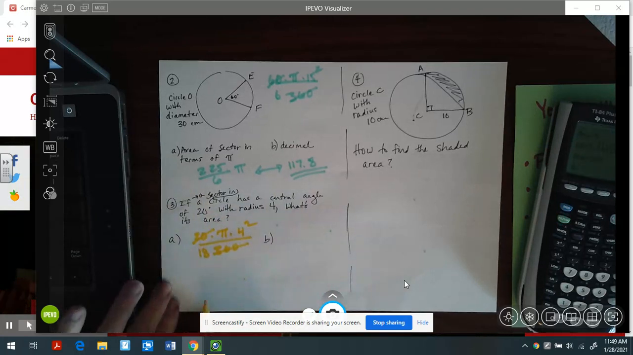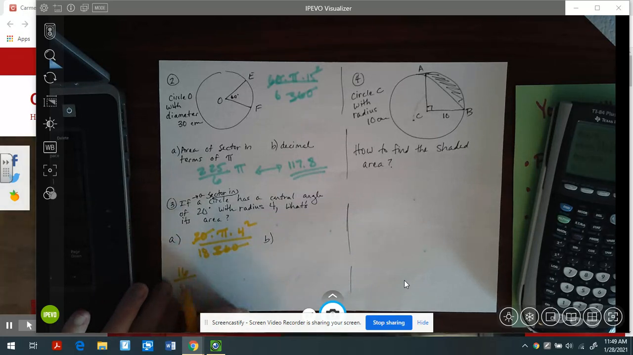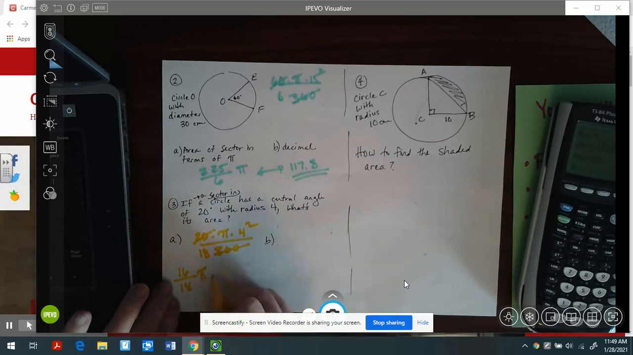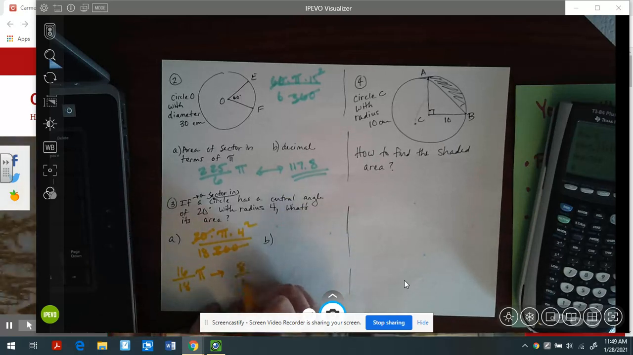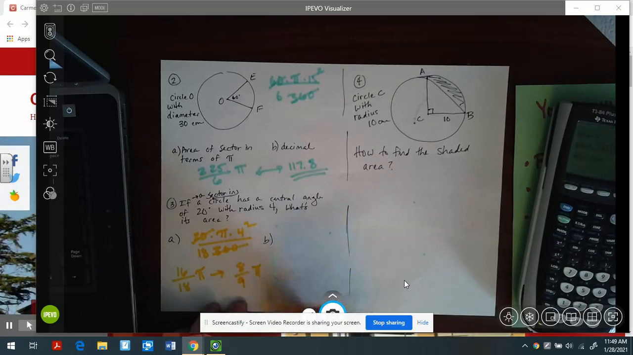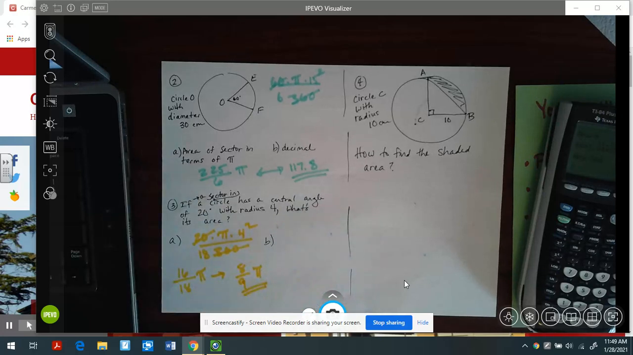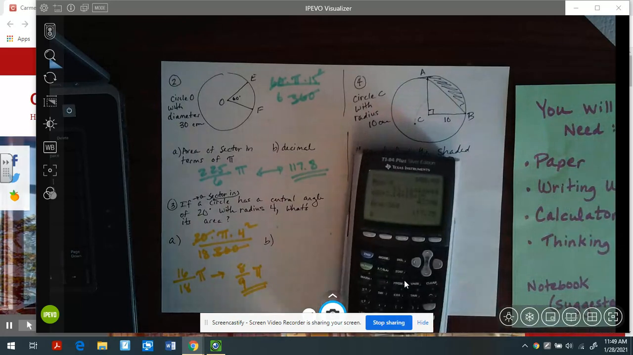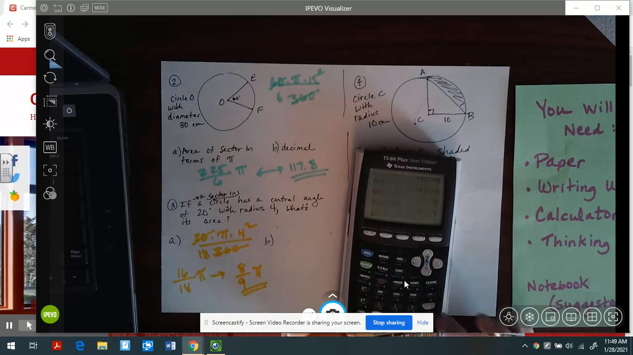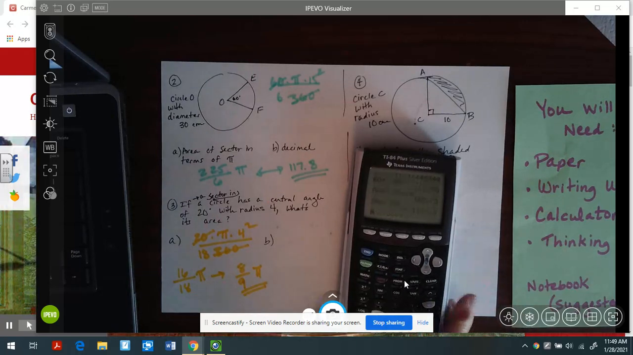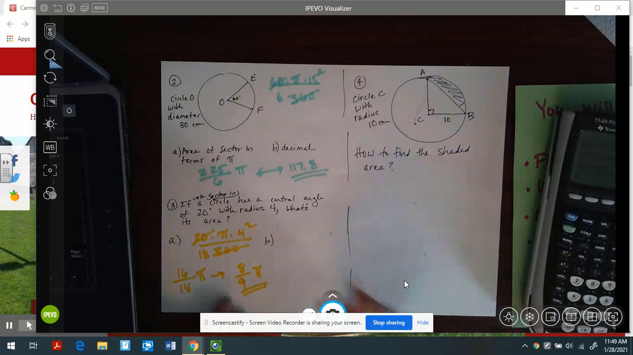I'm going to do 2 steps in here. 4 times 4 is 16, and there's an 18. So then let's reduce those by 2. So 8 over 9 pi. Okay, awesome. Now let's convert that to a decimal using the calculator. 20 times 3.14 times, I'm going to do 16 divided by 360, and I get 2.8.